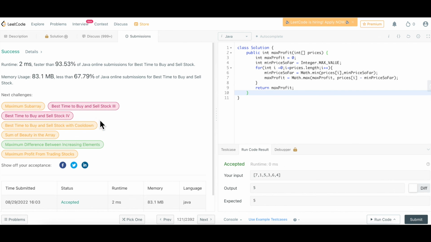There are multiple versions of this question available, which we are going to see in the upcoming sessions also, how to do that.